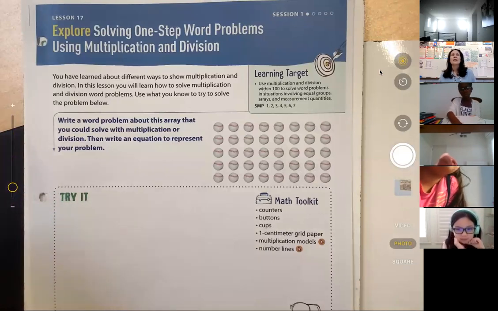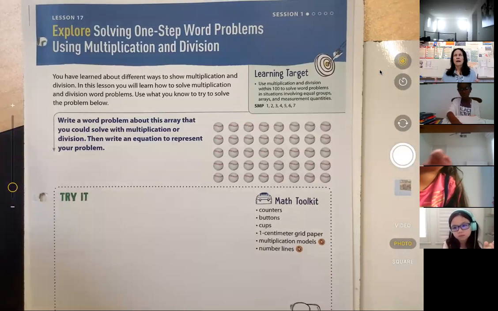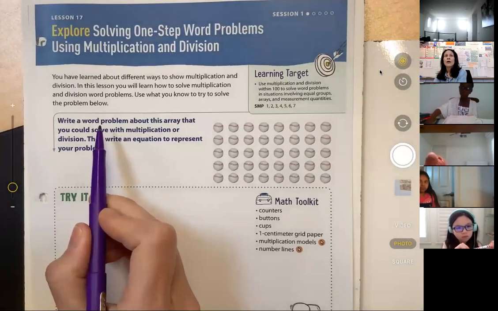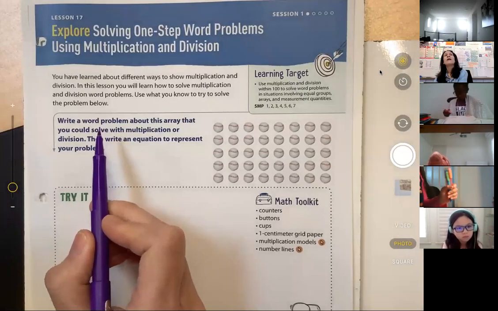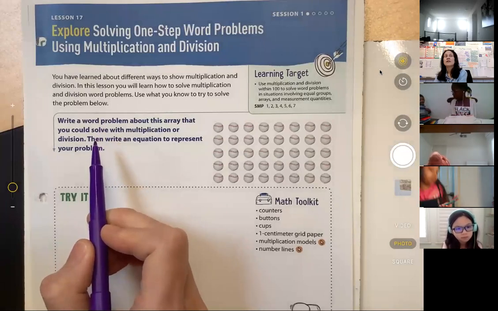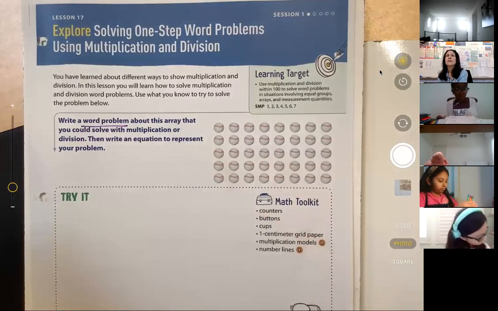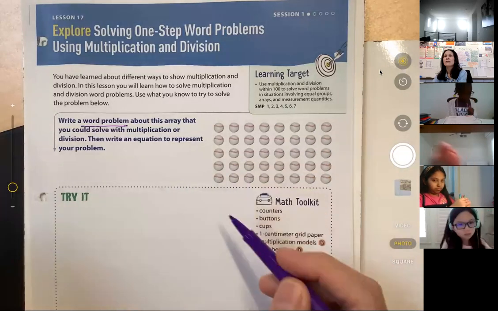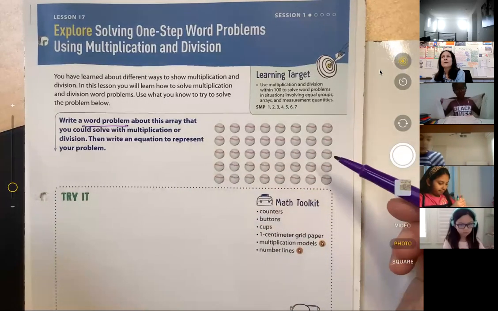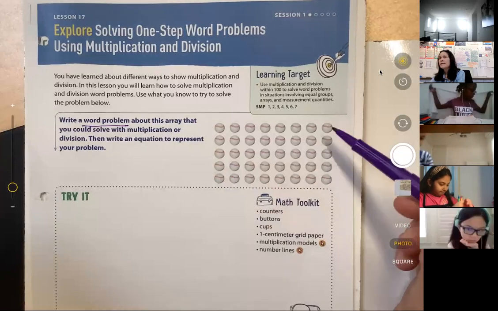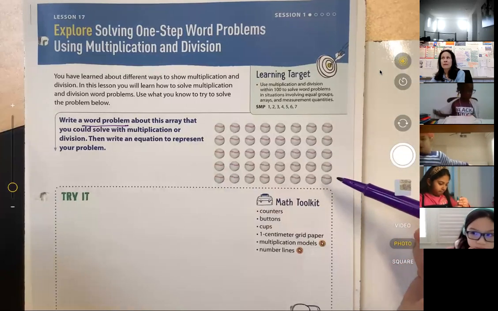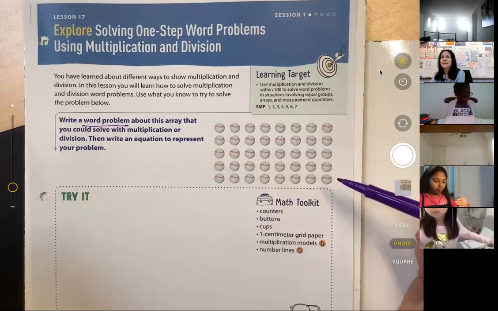So friends, let's first of all figure out what it is that this question is asking. What are you supposed to do? Well, let's take a look. So it's talking about a word problem about this array that could solve with multiplication or division. So we're basically going to be creating a problem about this array, this picture, what we see. So let's talk about what we see. I see lots of baseballs. How many baseballs do I see?